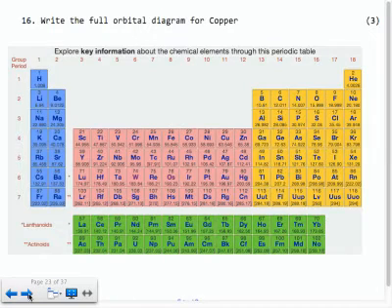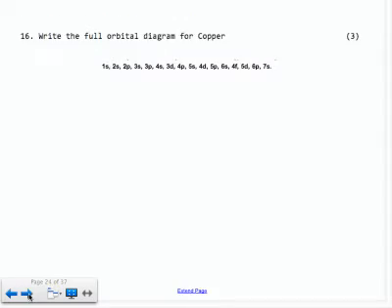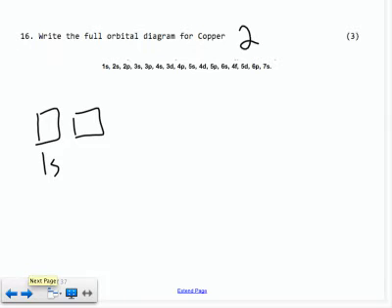Okay, this time we're going to be doing the orbital diagram for the element copper. Copper is symbol Cu. It's element number 29. The orbital diagram uses the same sequence, but instead of just numbers and letters, we're going to be using the boxes and arrows. So we're doing copper, which is element number 29.